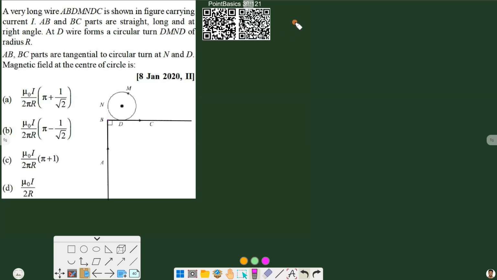First, magnetic field due to a circle or closed ring, that we know is mu naught I divided by 2R. And magnetic field due to a long straight conductor is given by mu naught I by 4 pi d times (sine of phi 1 plus sine of phi 2). So first come to this AB wire, and we have to find the magnetic field at this point O.